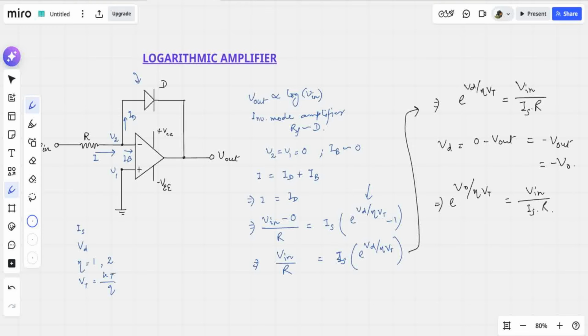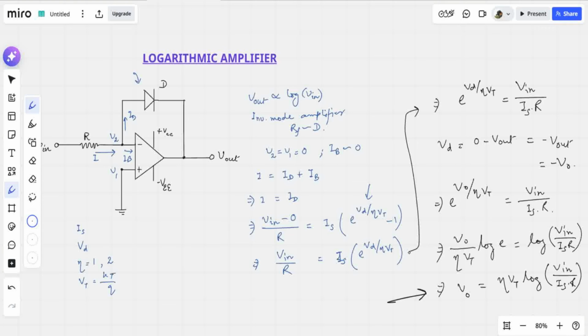Now if we take log on both sides, on the left hand side it is V naught by eta Vt log of e equals log of V in by Is into R. Okay, so from here the value of V naught equals, since log e is 1, eta Vt log of V in by Is into R.